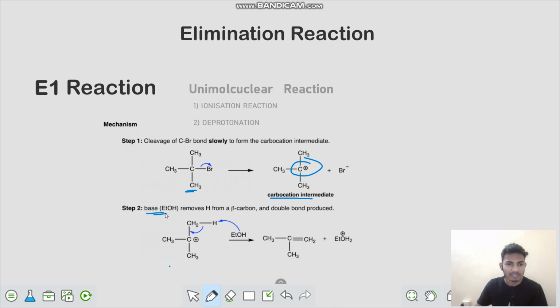In the second step, there is a base, it can be a metal, okay? It takes out a hydrogen from the substrate, the intermediate. After that, a pi bond or double bond is formed, and the base takes out this hydrogen. That part is known as the deprotonation.